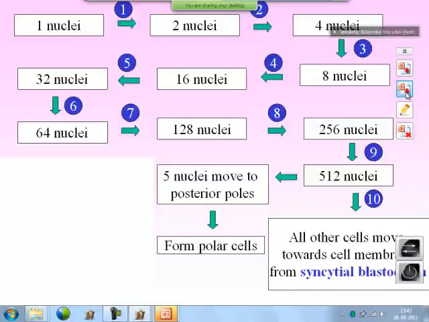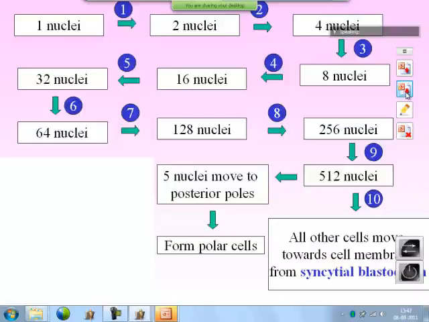Understood? So those 5 cells, wherever they migrate, that area will form the posterior side. Once they migrate, they will undergo cellularization. They will form cells there. So 5 nuclei will form cells, and the other 507 nuclei will not form any kind of cell. 507 nuclei will remain in the cytoplasm. Only 5 nuclei have moved, and after moving, what have they done? They have formed a cell there, at the posterior pole.